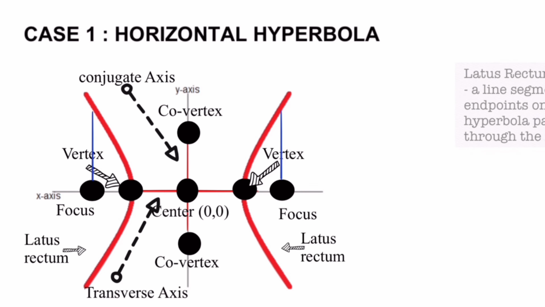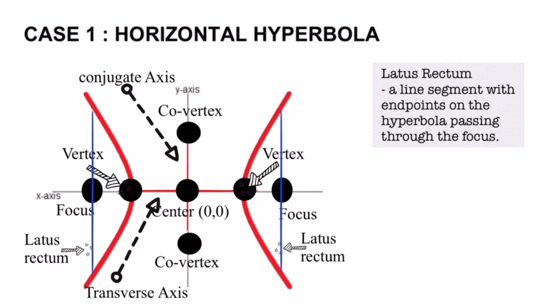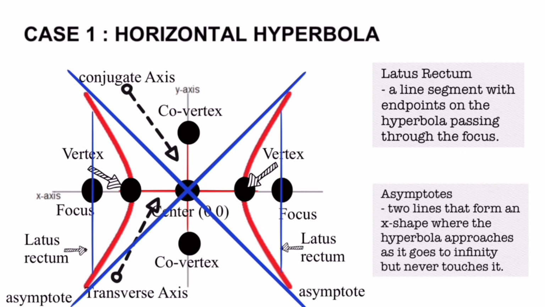Another part is the latus rectum. This is the line segment with endpoints on the hyperbola and it passes through the focus. And there are two of them for each side. The next part are the asymptotes. These are the two lines that form an X shape, which the hyperbola approaches but never touches. We call them again asymptotes.